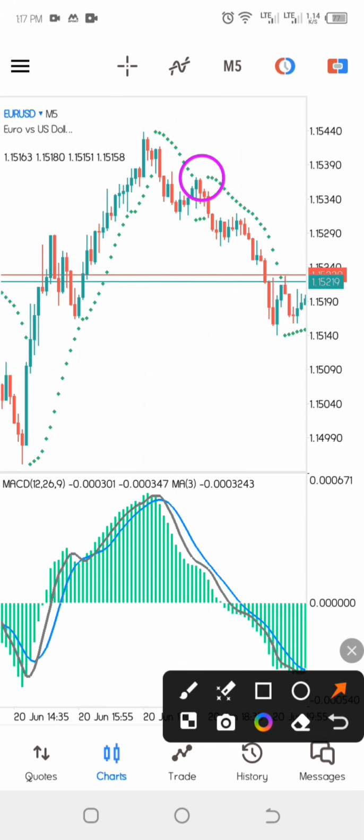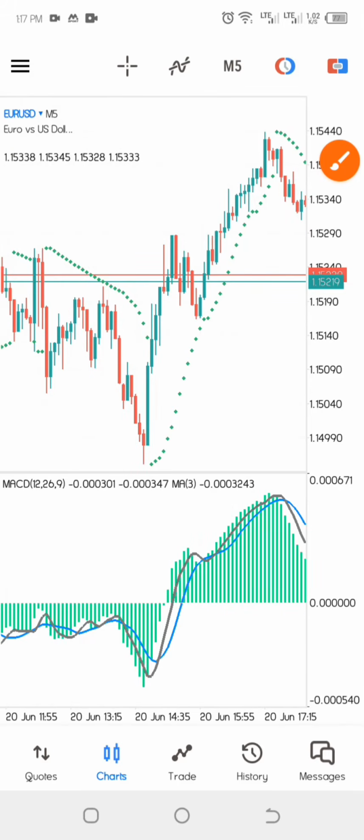I'm talking about this candle right here. With this candle, that is what we are going to be entering our trade from. Now that's how the strategy works. Okay, so let's talk about the buy.